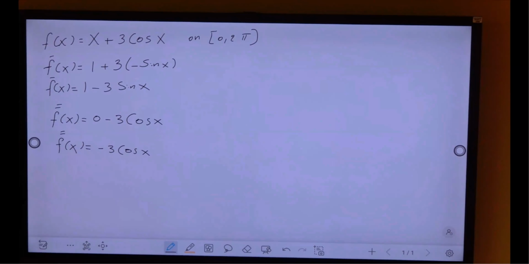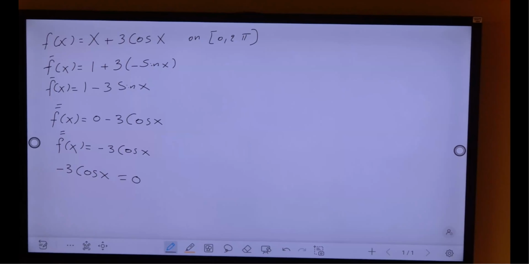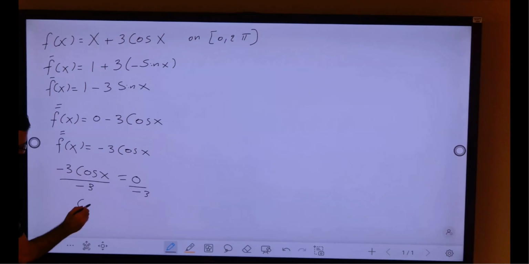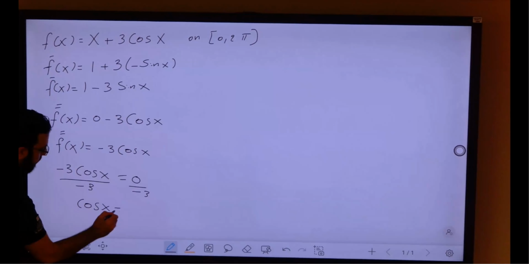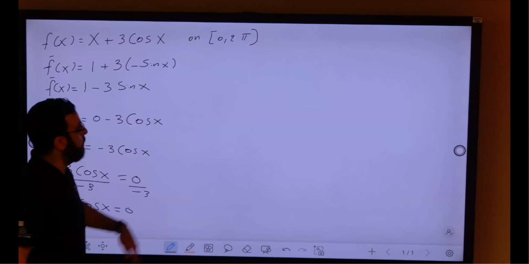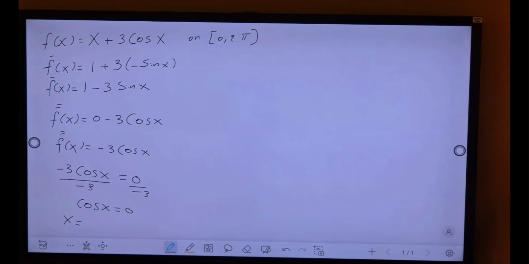Now we're going to set the second derivative equal to 0. -3 cosine x equals 0. Divide by -3 on both sides. That means if you divide by -3, it's going to be 0 also. Cosine x is going to be 0. Which angle between 0 and 2 pi gives you cosine equal to 0?